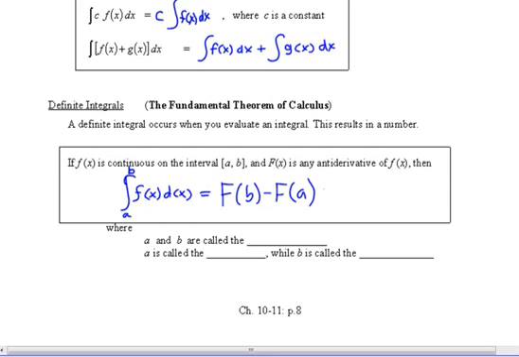Or you could also write it as, there's another way, f of x from a to b is another way to write it. You might have seen that notation before. That's a common notation. I'll do an example with that so you can just get used to that notation.